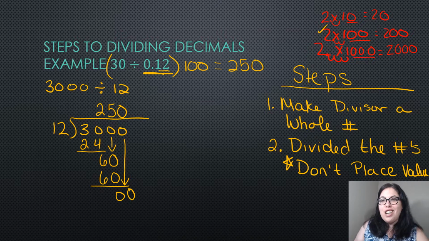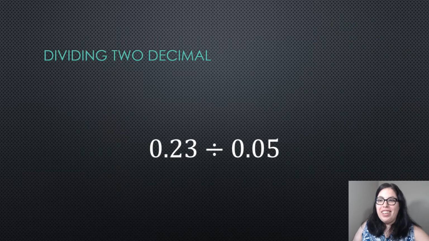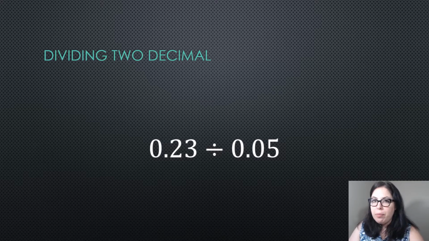So let's look at another situation. So this is when we're dividing a decimal into a whole number, all right? All right, let's look at another one. In this one, we're dividing 2 decimals. So I have 0.23 of a candy bar. I don't even have 1 candy bar, and I'm going to rip that into 0.05 pieces. So let's look at how we would do this.